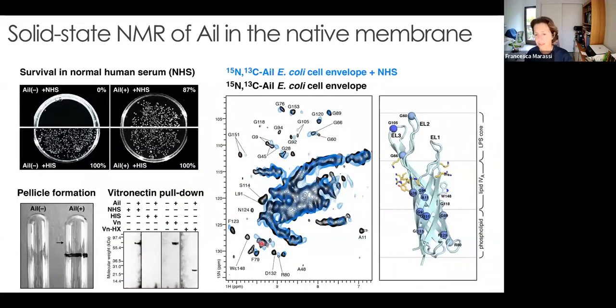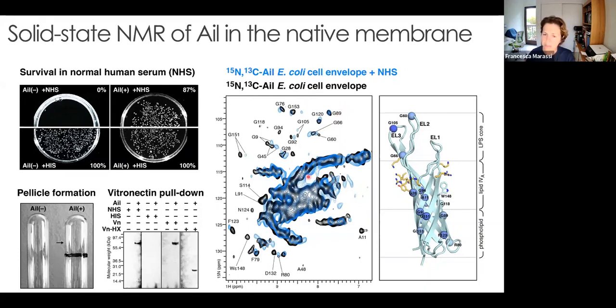Okay, so what's nice about having these kinds of systems is that we can now expose them to the host environment. So in this case, what we did was we took the NMR sample and incubated it with normal human serum, okay, so blood basically, and looked for changes in the chemical shift pattern. And it's exciting that we can identify some changes, again, that correlate with the exposed loops and potentially some changes along the beta-barrel body. So we're in the process of sorting these out.